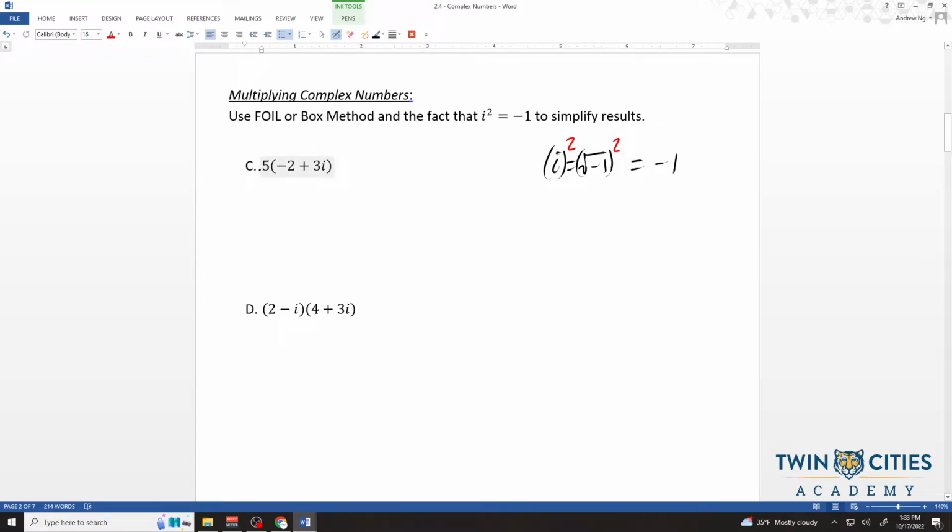Okay, so for this example, I've got a 5 on the outside of this quantity -2 plus 3i. I'm going to distribute this 5. And that'll give me 5 times -2 is -10. And then 5 times 3i, it will be 15i. So this will be negative 10 plus 15i.